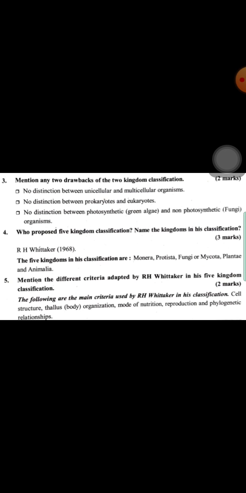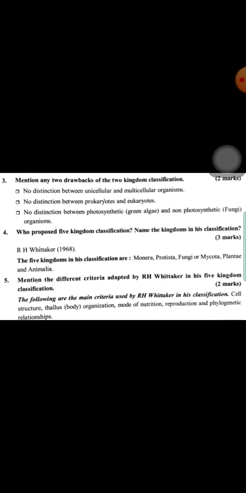Aristotle proposed the two kingdom classification. They may ask you in your final exam who proposed the two kingdom classification. The two kingdoms are Plantae and Animalia. They may also ask in your final exam, name the two kingdoms of classification.